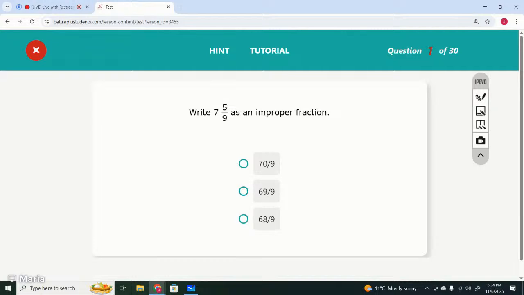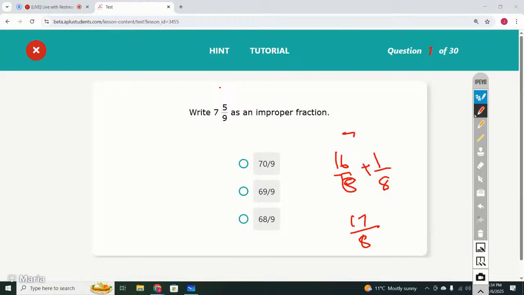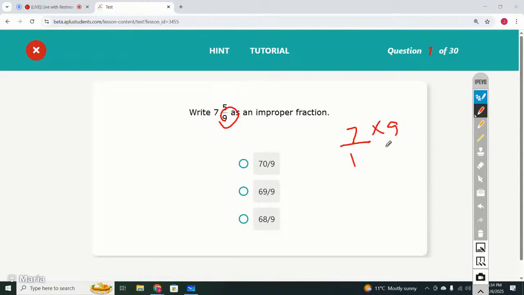Write 7 whole 5 over 9 as an improper fraction. So the whole number is 7, right? We can write the 7 as 7 over 1 and then multiply the fraction by 9 because 9 is the denominator. 9 times 7 is 63 over 9. Now we have the fractional part, that is 5 over 9. So which is the correct option?